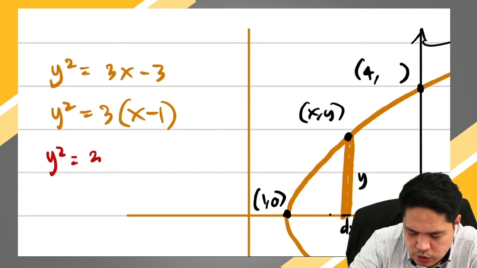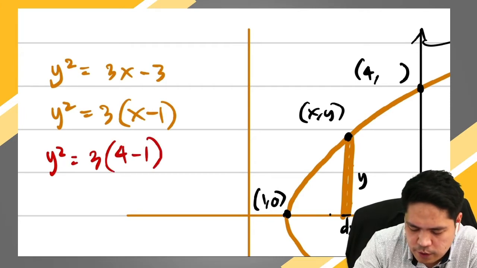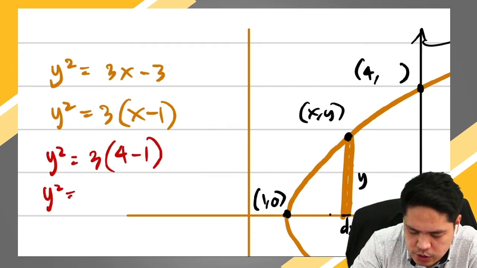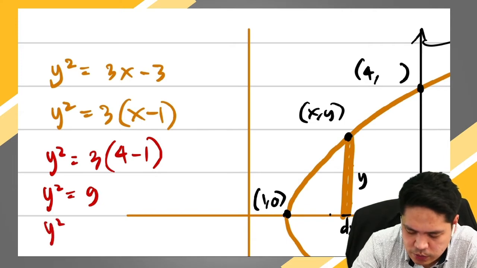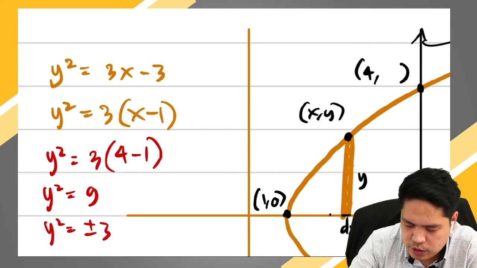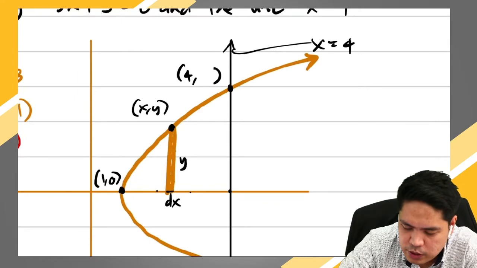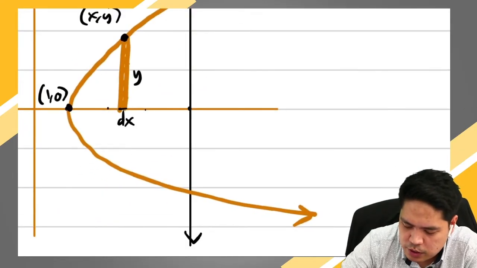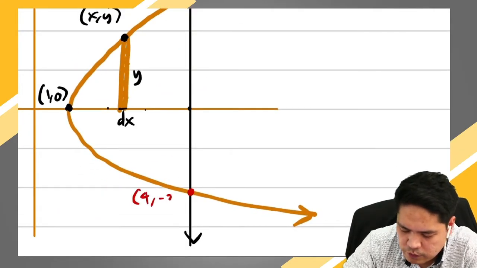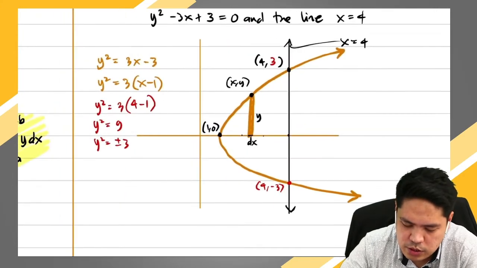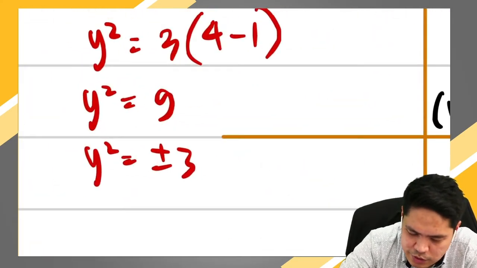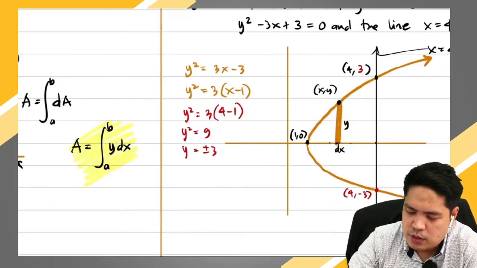So, y squared is equal to 3 times 4 minus 1. So, therefore, y squared is equal to 9. So, y is equal to positive and negative 3. So, of course, this is the part with positive 3, and this part is negative 3.